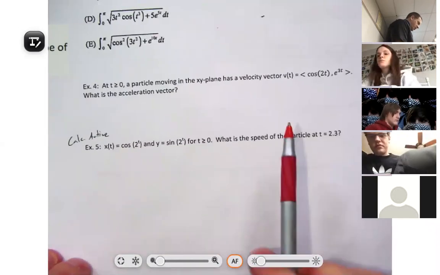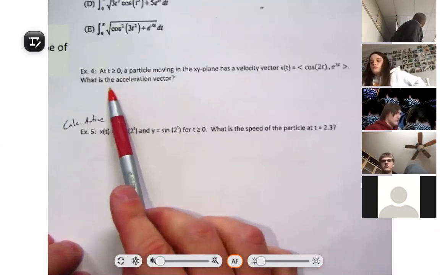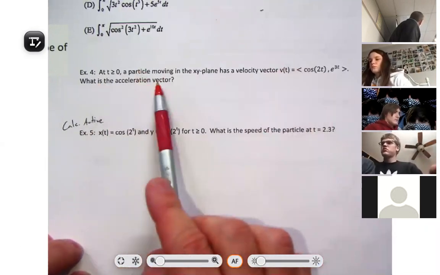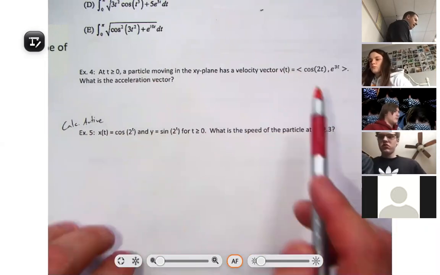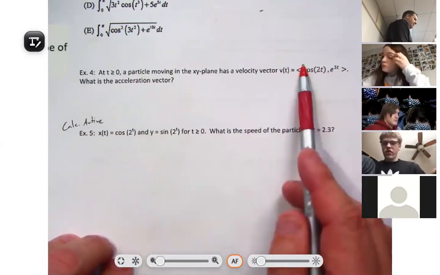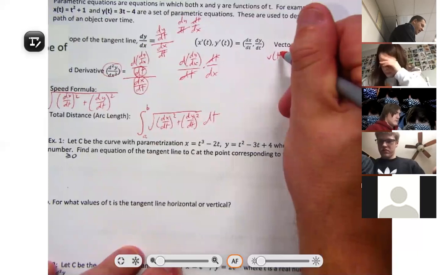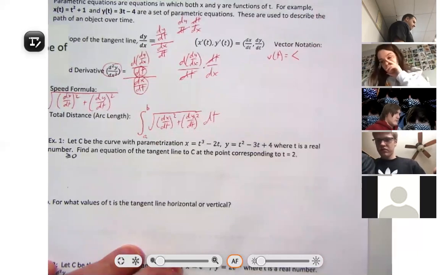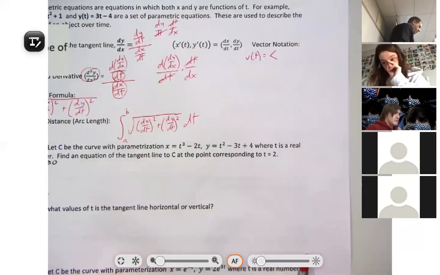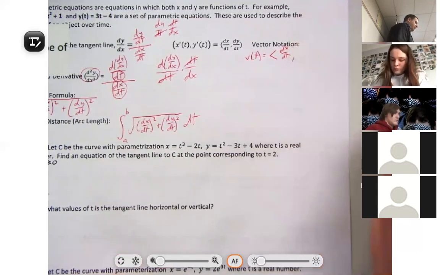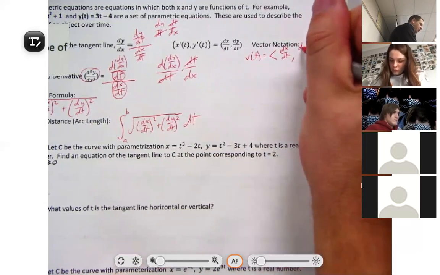Sometimes I'll show you this question. So this question on the notes gives the velocity vector, and then it asks what the acceleration vector is. It's basically you finding the derivative of each one, but having it be in vector notation. So it's not a formula you need to know. It's just when they ask for it to be in a vector, they want those angled brackets. If I want the vector notation of velocity, it would be the derivative of x, comma, the derivative of y.